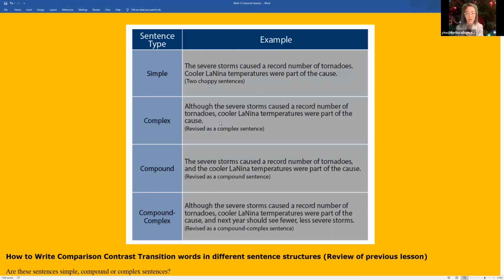So that your essay doesn't sound so choppy. If you want a complex sentence, that means although severe storms caused a record number of tornadoes, cooler La Nina temperatures were part of the cause. The first clause, a dependent clause, is considered not that important and minor, and then you put emphasis on cooler La Nina temperatures being part of the cause of why there were so many tornadoes. So if you want uneven emphasis, you would use a complex sentence.